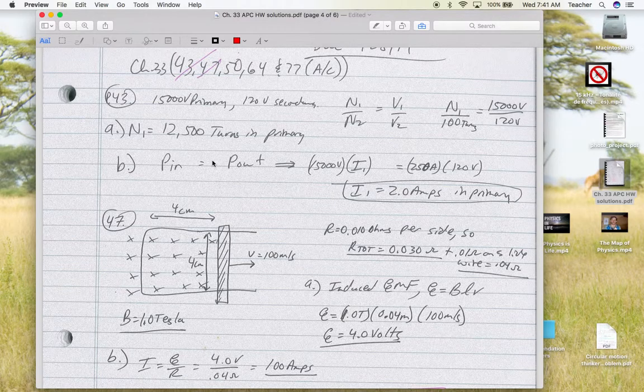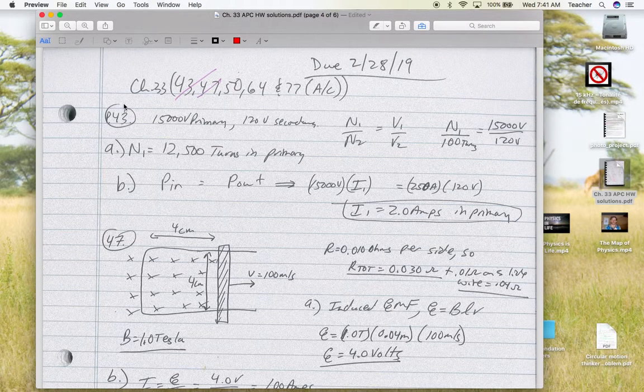43. This is actually with a transformer. I only gave one problem with this, but you really should be familiar with transformers. They're really neat. The big idea is power that's going in should be equal to power coming out for an ideal transformer. Oftentimes it's a little bit less. There's heat losses, resistive losses, things like that.